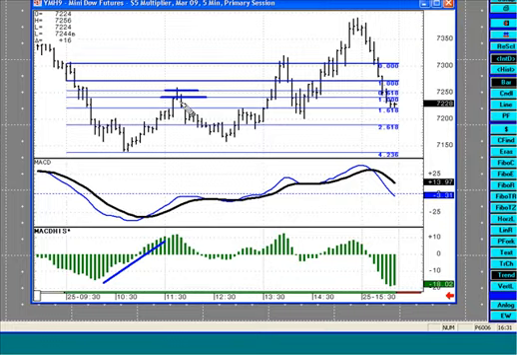Also note the price bar analysis. I recently did a webinar on price bars and chart patterns, and this price bar right here is a very weak price bar that closes clearly below the open. Also, this Fibonacci level here, the 2.618.